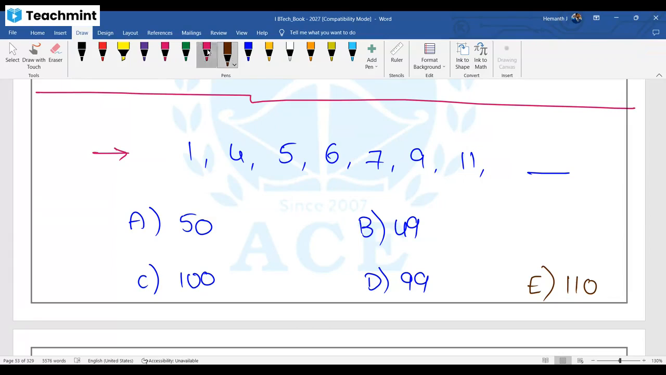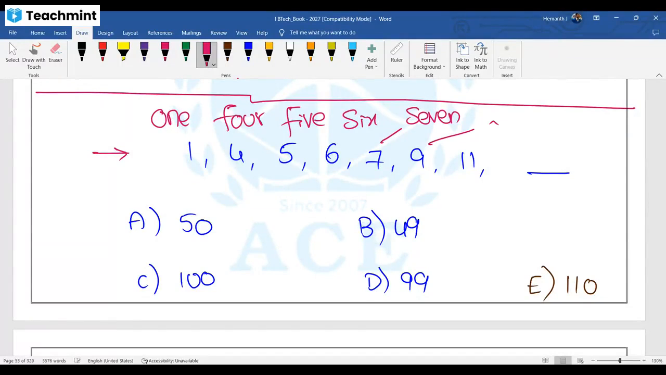In fact, I'll give one logic. One clue. Write it in terms of words. Write 1 as ONE, 4 as FOUR. Write it, then at least you may identify the logic. 1 as ONE, 4 as FOUR, 5 in terms of letters, 6, 7, 9. Some numbers are missing, right? Why those numbers are excluded, now you think. There is a reason why those numbers are removed in between.